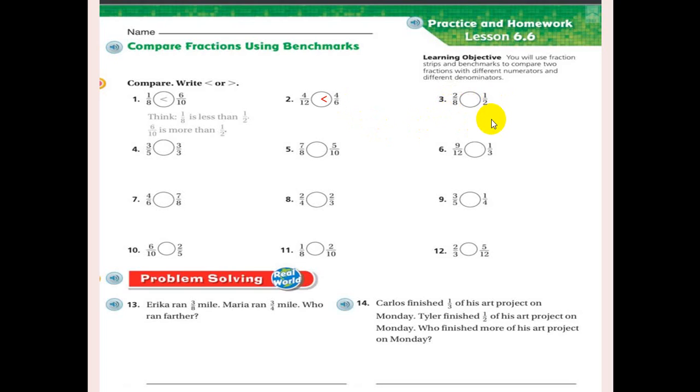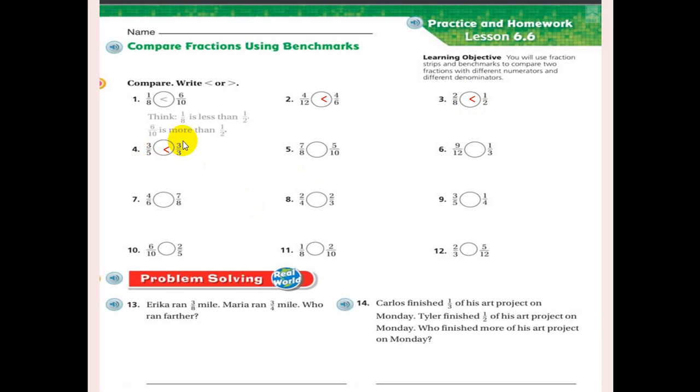2/8 or half, which is bigger? To check your answer, here 2/8 is before the midpoint, and here half is on the midpoint. Half is bigger.